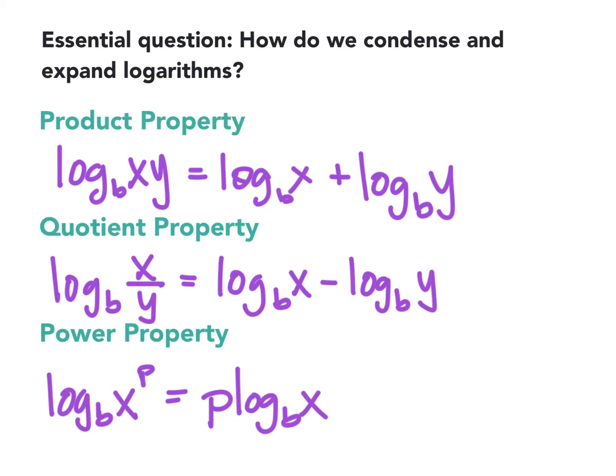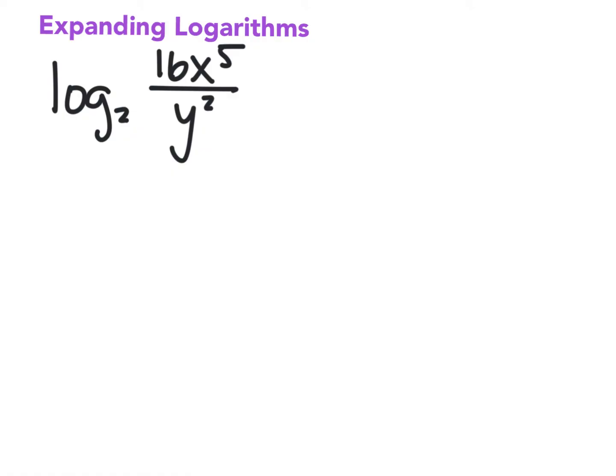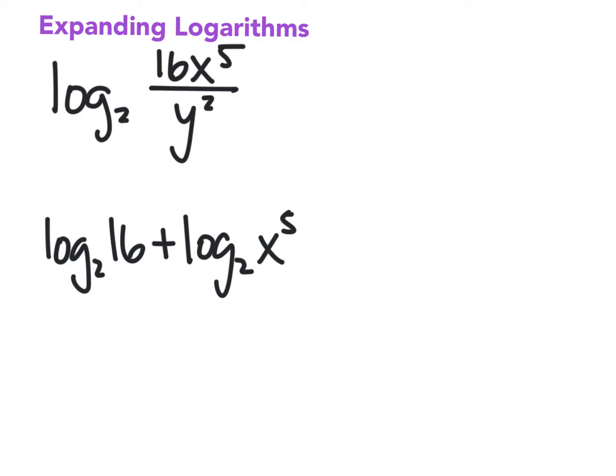So let's try to use these. Here we have log base 2 of 16x to the 5th over y squared. So what we're going to do is break any multiplication into addition, and anything in a denominator will get subtracted. So here we have log base 2 of 16 plus log base 2 of x to the 5th minus log base 2 of y squared. Notice that whenever you're expanding logarithms, every single part gets a log base 2. And the minus is in front of the y squared because the y squared was in the denominator.